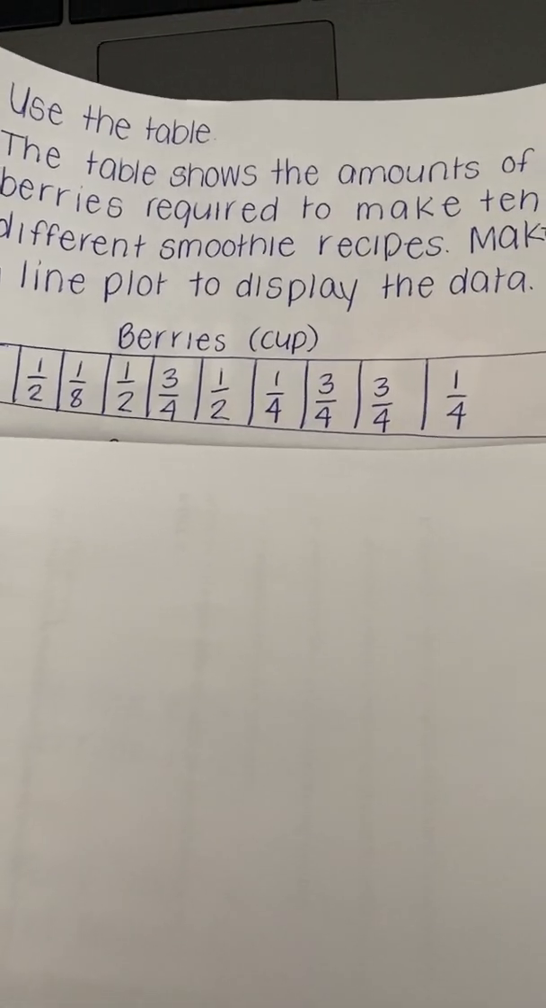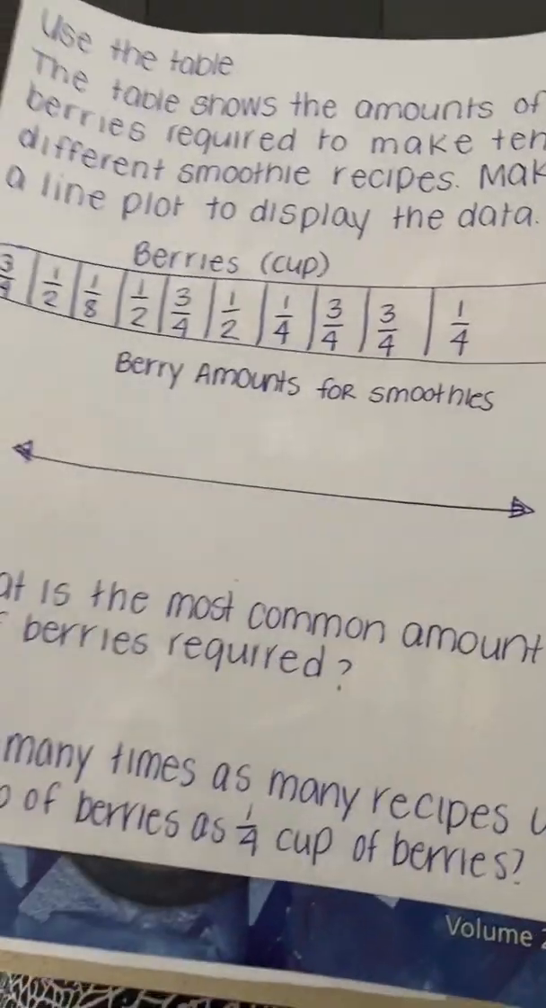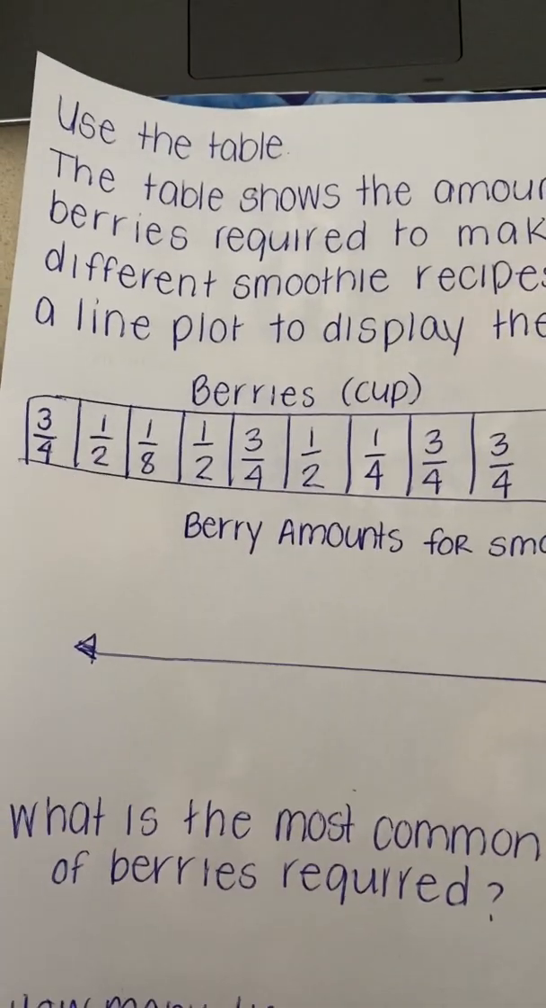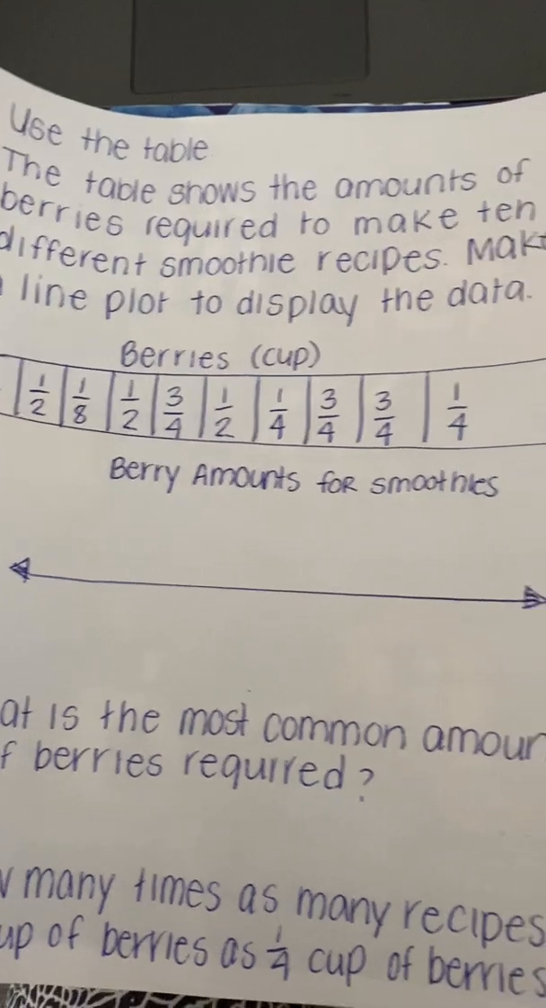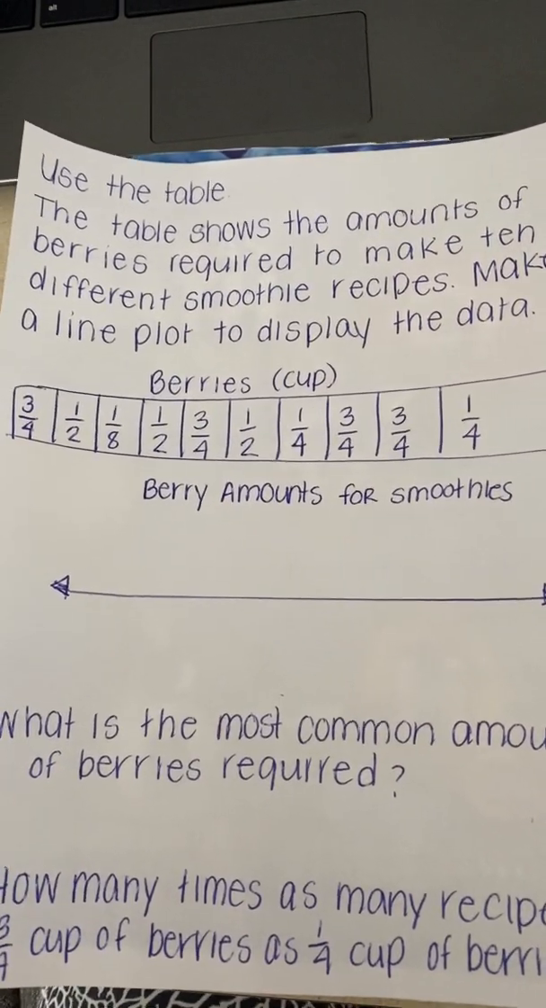I am here to just do an example from our lesson today. I just made it up myself, so we are going to go through this table. My directions say use the table. The table shows the amounts of berries required to make 10 different smoothie recipes. Make a line plot to display the data.